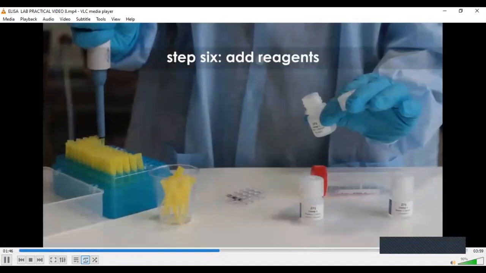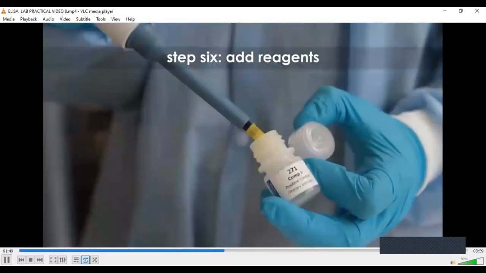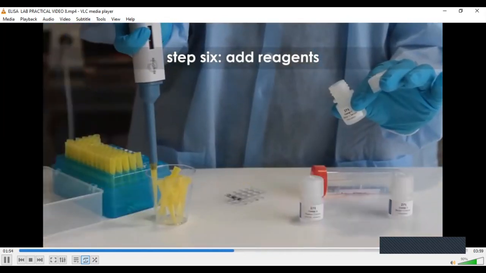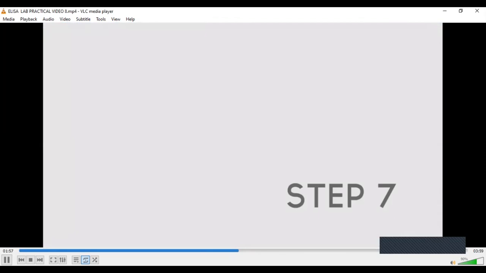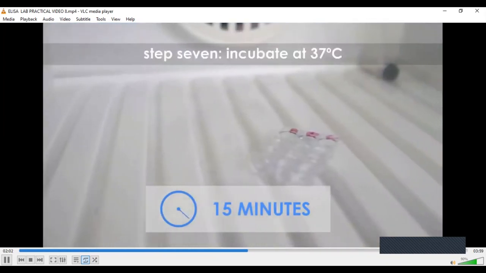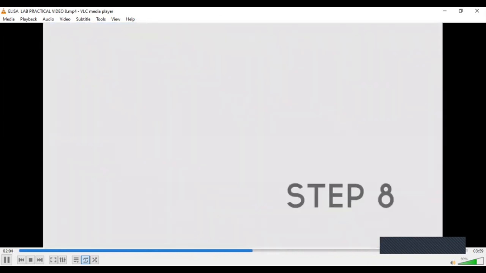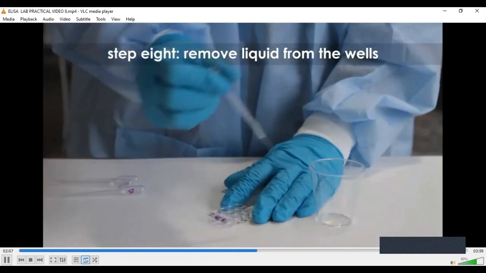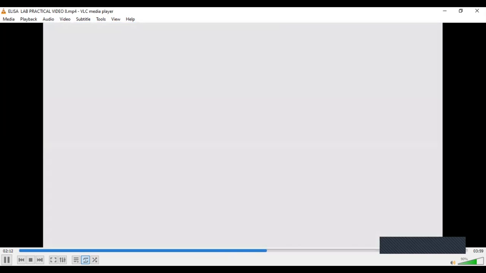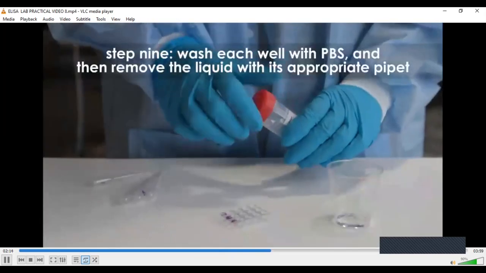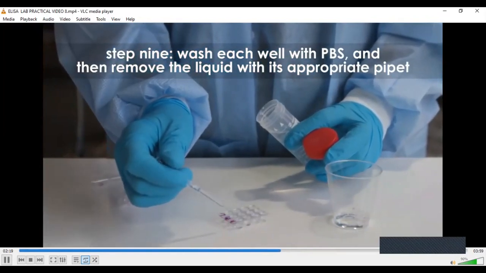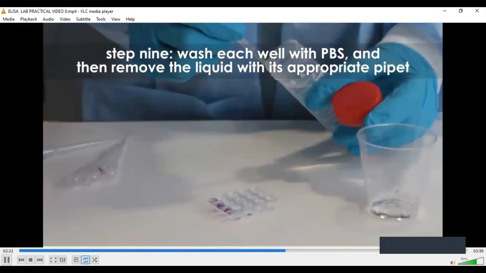Step 6. Add reagents as outlined in the product literature. Remember to use a clean micropipette tip for each reagent. Step 7. Incubate the plate for 15 minutes at 37 degrees Celsius. Step 8. Remove the liquid from the wells using the appropriately labeled transfer pipette. Step 9. Wash each well with fresh PBS. Remove the liquid using the transfer pipette designated for each sample.